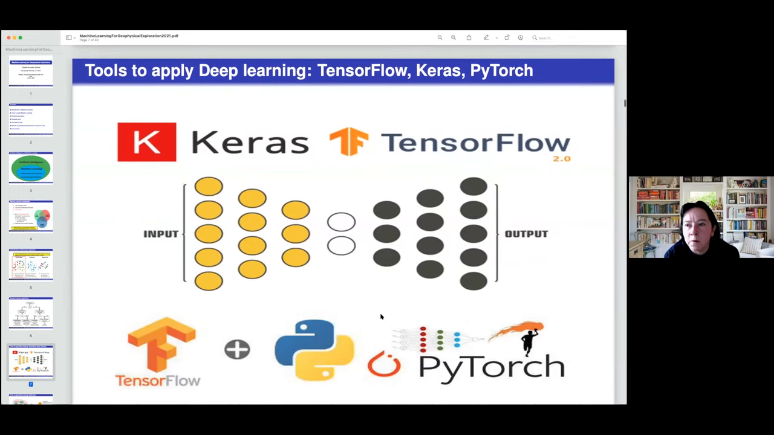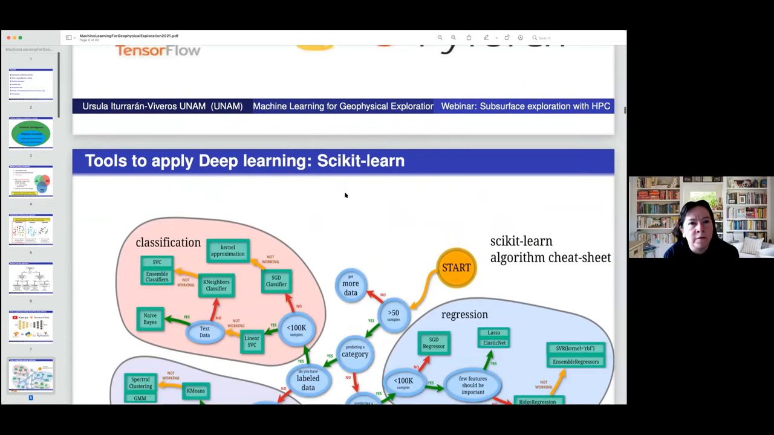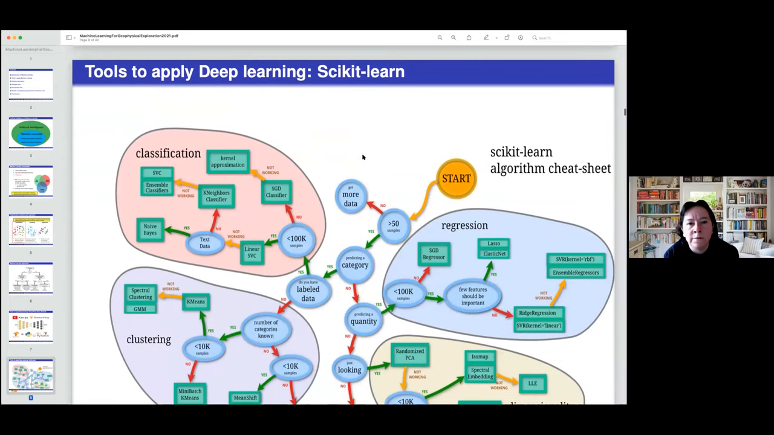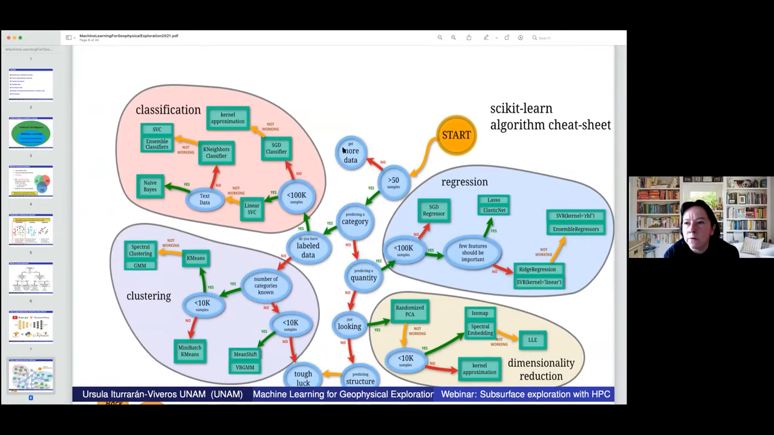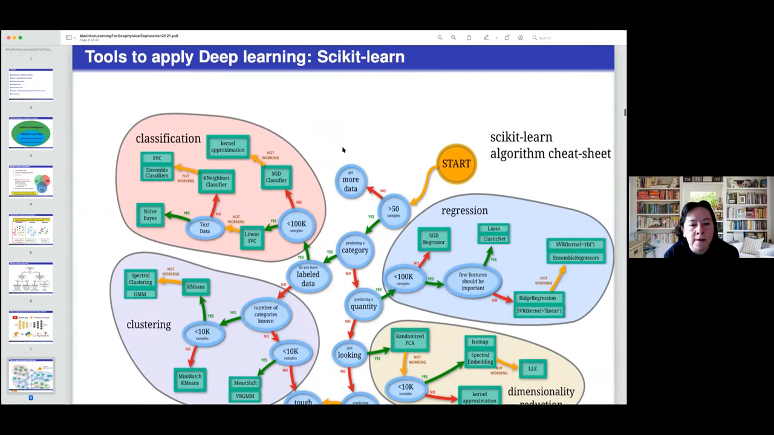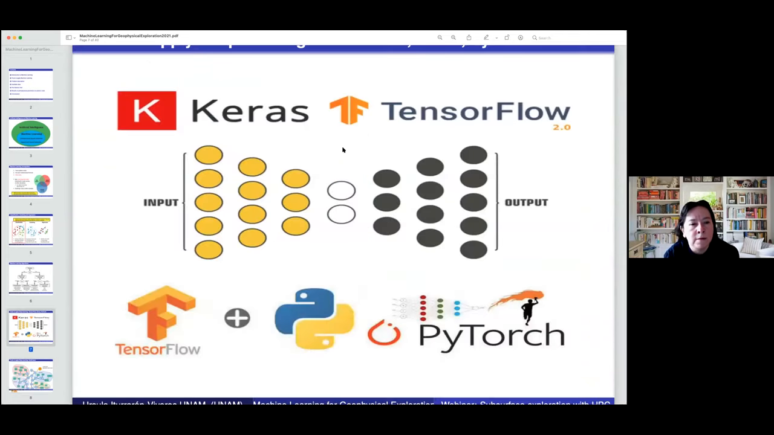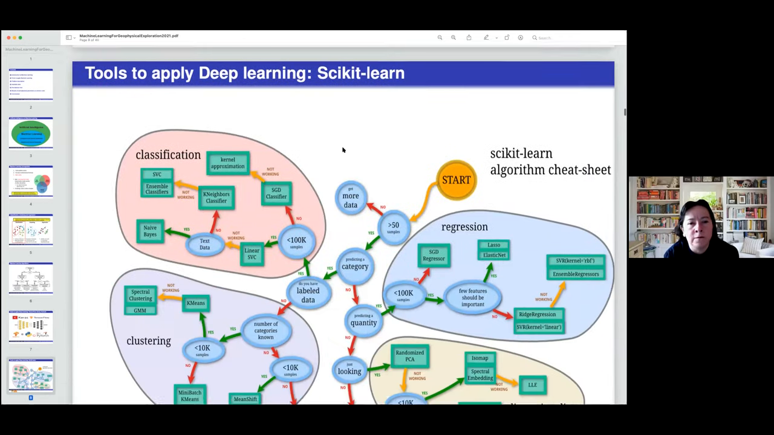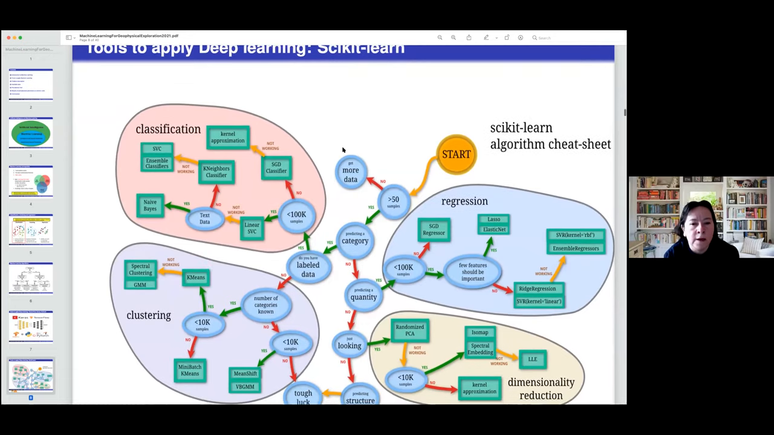This is for neural networks, but there's also a very nice tool in Python called scikit-learn. Scikit-learn has lots of methods to do classification, clustering, regression, and dimensionality reduction. You can also do neural networks with scikit-learn, even deep neural networks, as you can obviously do in Keras and TensorFlow. The tools that I recommend for this are Keras and TensorFlow. Sometimes scikit-learn provides very good initial models for exploring what kind of architecture or method you want to use.